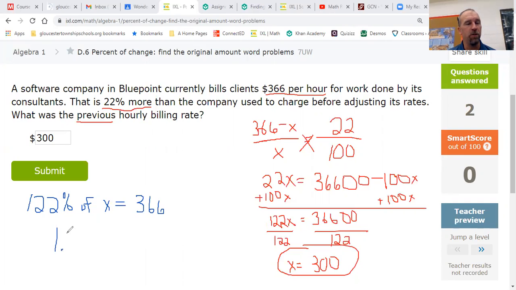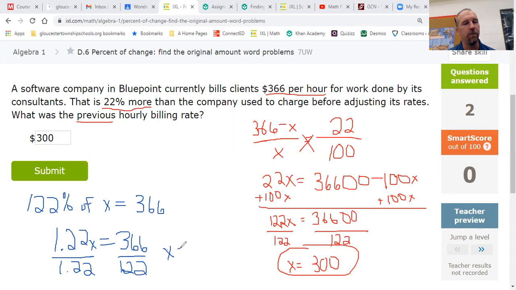Well, now I'm just going to change this percent to a decimal, change my of to multiplication. So now it's 1.22x is equal to 366, and divide both sides by 1.22. You might be able to predict the answer based on what we have on the side over there. But if you can't, I will divide it for you real fast. 366 divided by 1.22, guess what you get? 300.